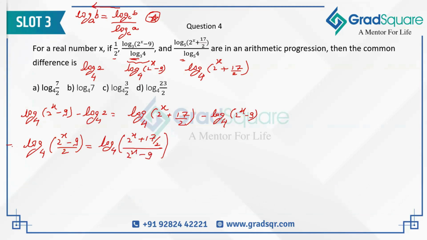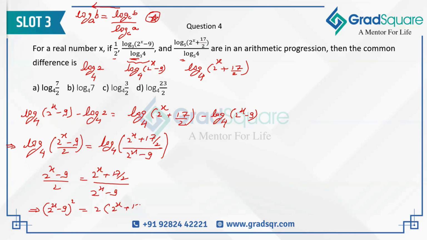If you look at this equation now, both sides have log with the same base, so I can simply write this as (2^x - 9)/2 equals (2^x + 17)/2 divided by (2^x - 9). If you solve this further, you can rewrite this equation as (2^x - 9) whole square equals 2 times (2^x + 17)/2.